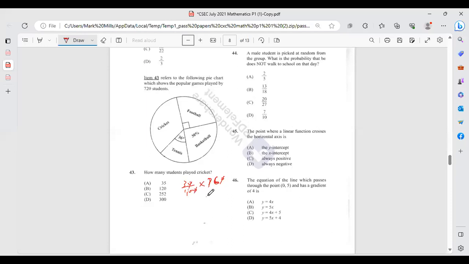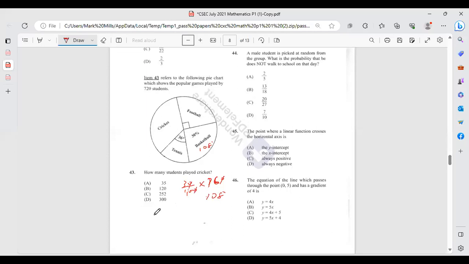108. Yes, sir. All right, so this one actually is 108. Now, when we add up everything, we're supposed to get how many degrees? When we add up everything, what are we supposed to get? 360. So now we can find a degree for cricket.